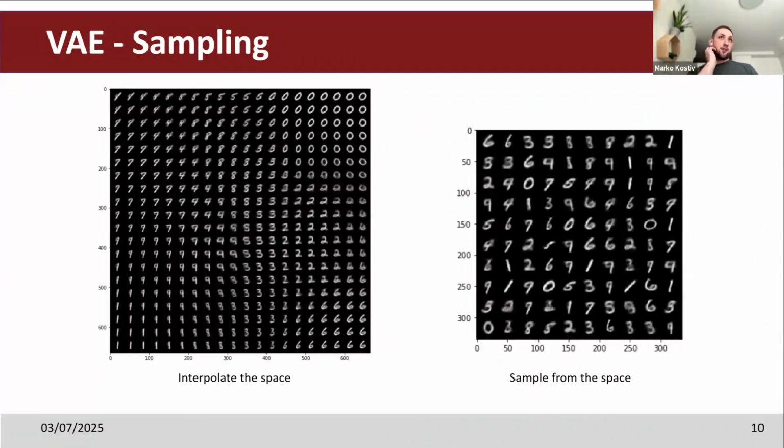The question is, from this space, what if you want to generate only how the number 8 looks? What are your thoughts, if you have any?